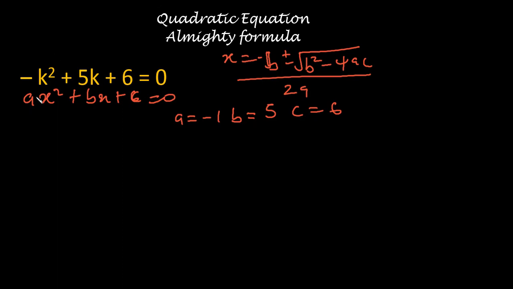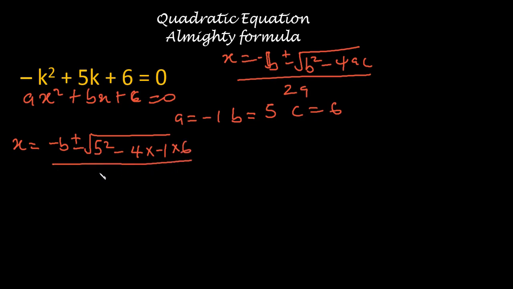So let's start. So if we have our x is equal to, what is our b? Our b is minus 5. So we have our square root. So our b squared is what? 5 squared minus 4 times, what's our a? Our a is minus 1, times c, which is what? 6, all over 2a. What's our a? 2 times minus 1. So here, sorry, this is 5, not b.